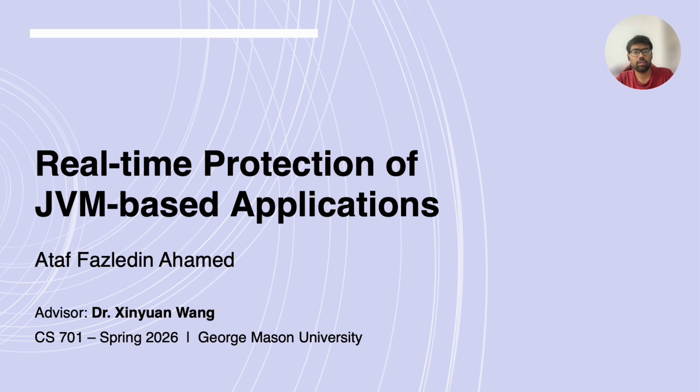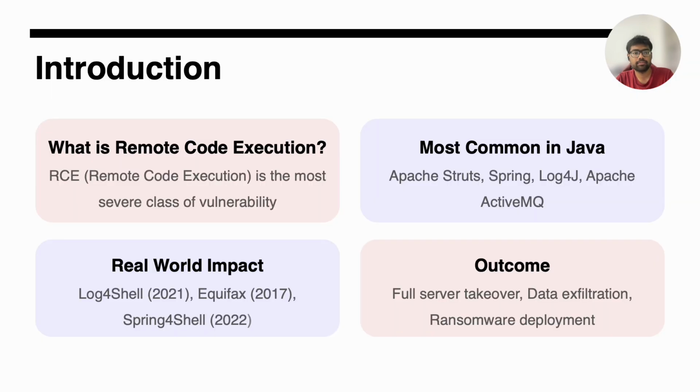Wang. Today I'll be presenting my CS701 project, which is real-time protection of JVM-based applications against remote code execution attacks. So what exactly are we dealing with? Remote code execution, or RCE, is the most severe class of vulnerability, which lets an attacker execute arbitrary commands on your system with a single request.